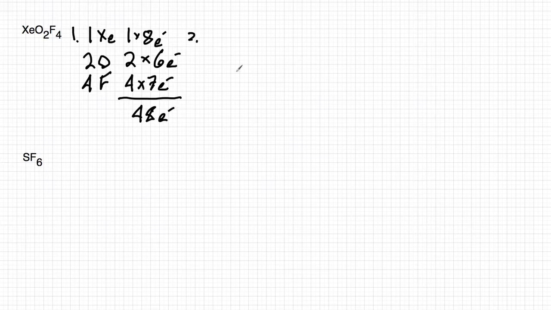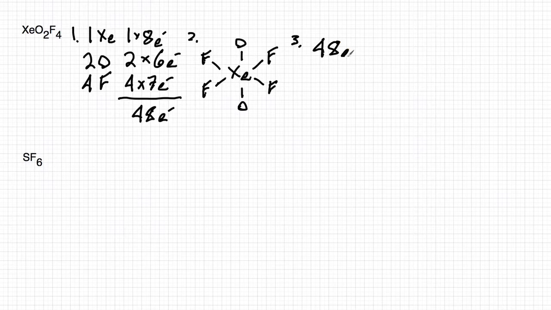For step 2, let's go ahead and put xenon in the middle. And let's go ahead and put the oxygens at opposite ends, although that doesn't really matter. For step 3, we started with 48 electrons, and it looks like we've got 2, 4, 6, 8, 10, 12 electrons there, which means that we are missing a whopping 36 electrons.